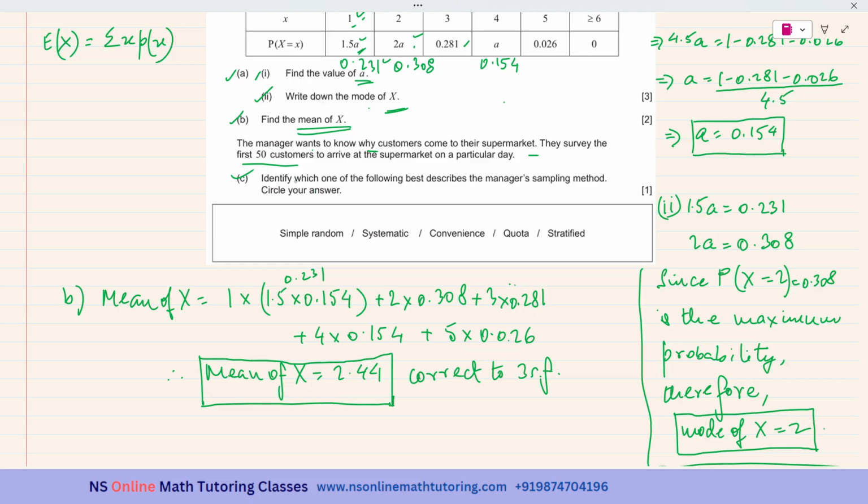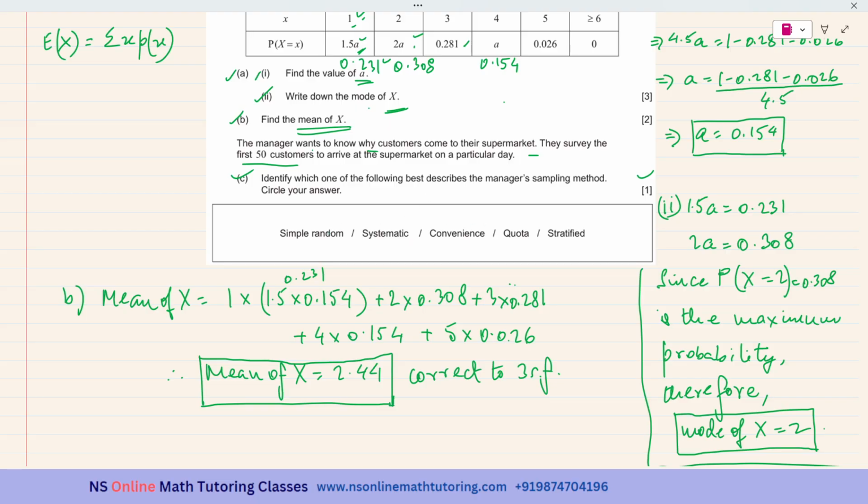Subpart C is saying identify which one of the following best. It carries just a single mark. Identify which one of the following best describes the manager's sampling method. Circle your answer. Now, what are these 5 types of sampling method?